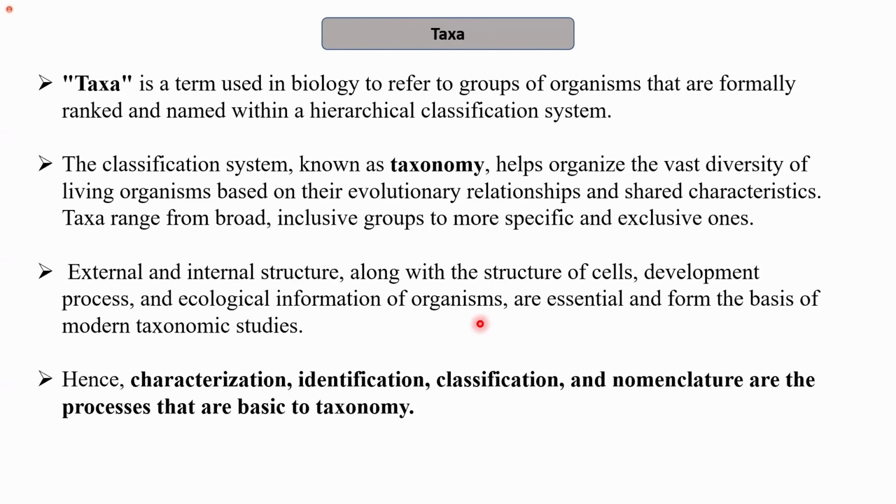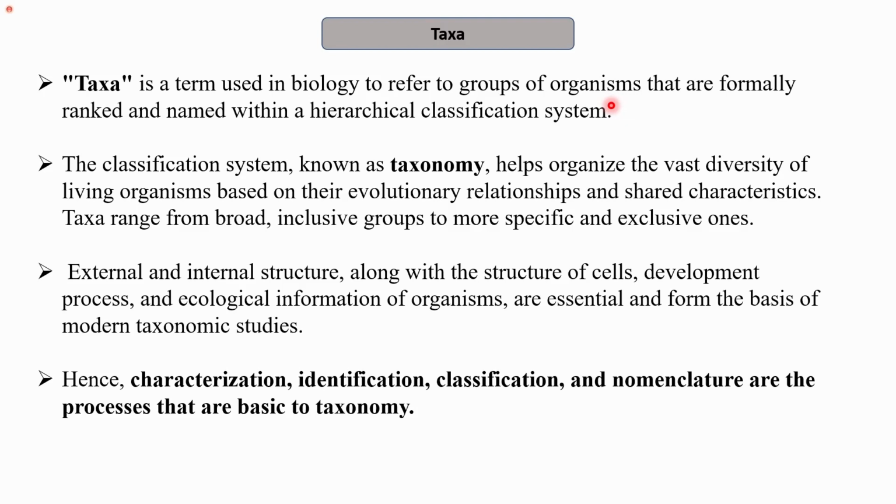We know that even in our families we have hierarchy. Even if I talk about the entire world, we have different countries, and even within a country we have different regions and different groups. Similarly, if I apply this to the biological system, taxa is a term which is used in biology to refer to a group of organisms that are formally ranked and named within a hierarchical classification system. This will become clearer as we move further into this lecture.